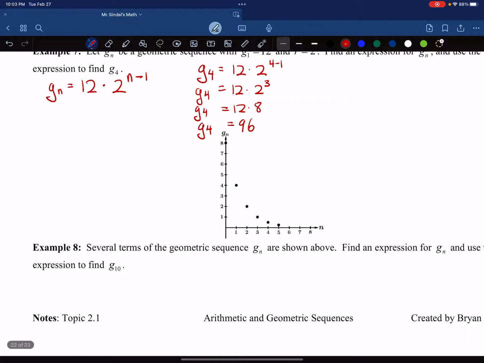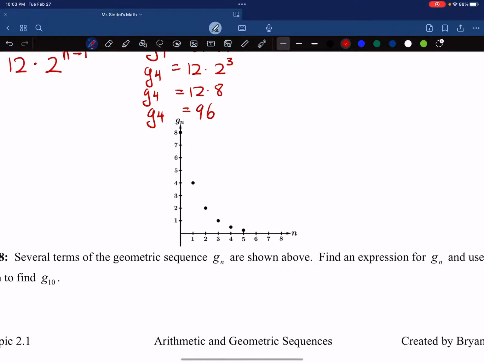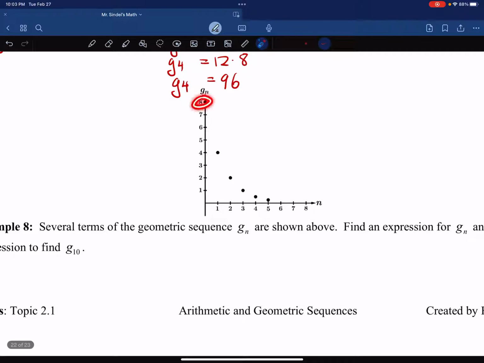All right, what about example 8? We have a graph up here, and we need to find an expression and use it to find the 10th term. Interesting. Okay, so what do we notice is going on in this table? It's clearly geometric because it has that shape where it's going down like an exponential function. How do I get from a height of 8 to a height of 4? What am I multiplying by? So I'm already seeing that to get from here to here, I'm multiplying by a half. So that means that my common ratio here is a half.